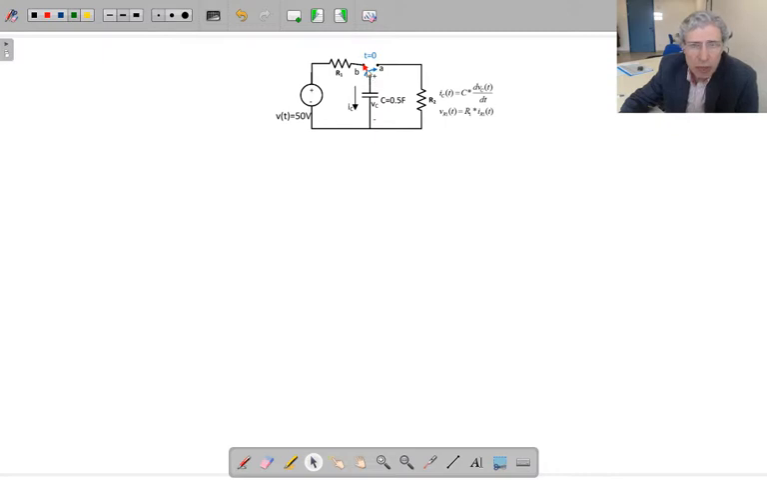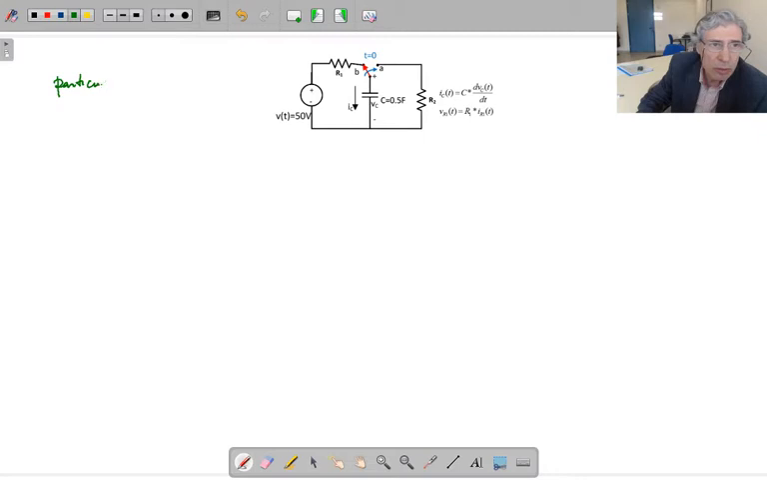If we keep this switch on the left hand side, that means position B, for a long time, that means the transient solution has disappeared. So what we are going to observe is the particular solution. The particular solution is the solution that we observe that is the same type as the source. So in this circuit, when the switch is on the left hand side, I'm looking for the particular solution.